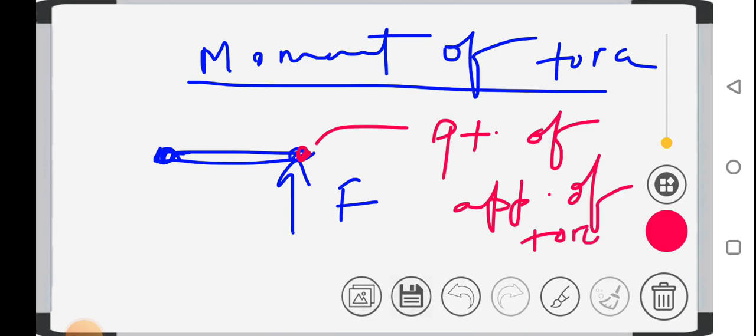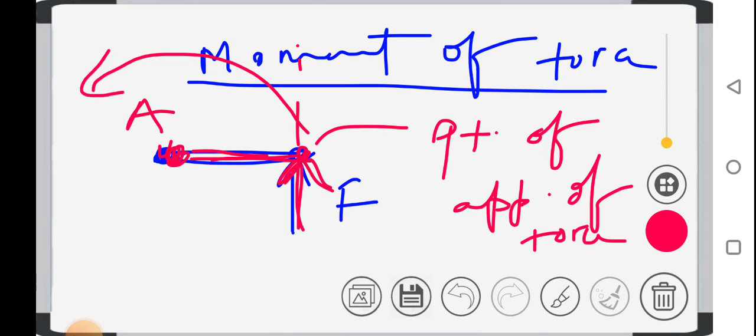So if you apply a force on the point of application of force, and suppose this rod is fixed at this point A, then instead of moving straight, what will happen? It will turn or rotate, and this turning effect of a force is known as moment or moment of force, or simply the turning effect of force. I hope it is clear.